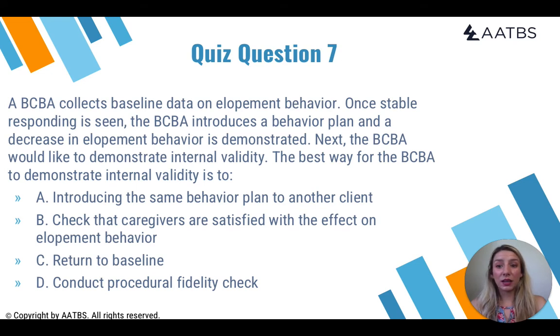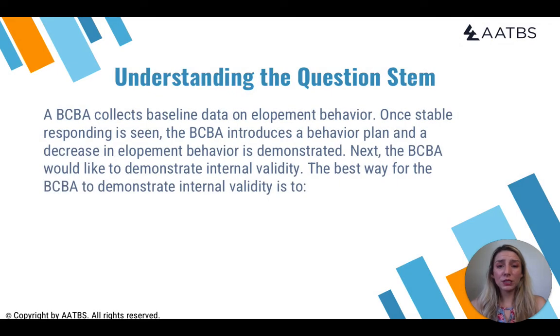All right, question 7, second to last. A BCBA collects baseline data on elopement behavior. Once stable responding is seen, the BCBA introduces a behavior plan and a decrease in elopement behavior is demonstrated. Next, the BCBA would like to demonstrate internal validity. The best way for the BCBA to demonstrate internal validity is to A, introduce the same behavior plan to another client, B, check that caregivers are satisfied with the effect on elopement behavior, C, return to baseline, or D, conduct procedural fidelity checks.